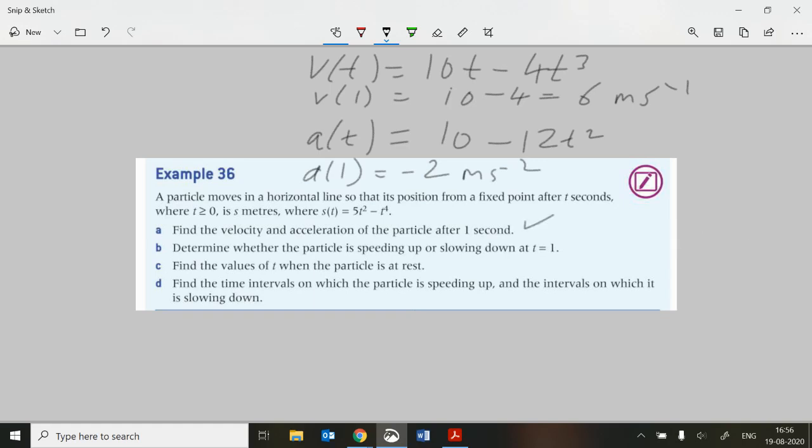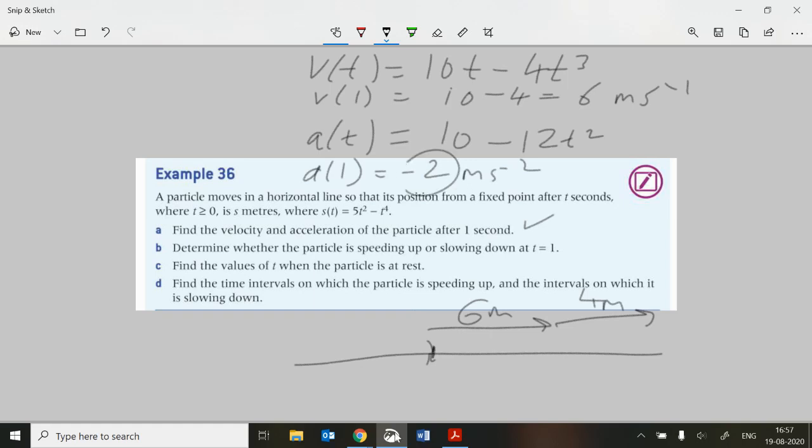Okay, so that's part 1 done. Part A done, rather. Part B says determine whether the particle is speeding up or slowing down at t equal to 1. Since the particle is moving in a positive direction, the velocity is increasing. In the next second, we're increasing by 6 meters in that second, but by the next second, we'll be down to increasing by 4 meters each second.